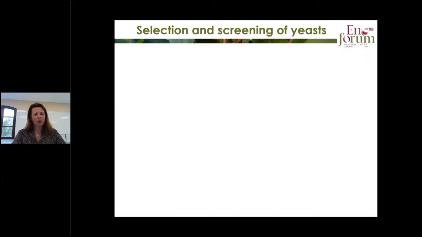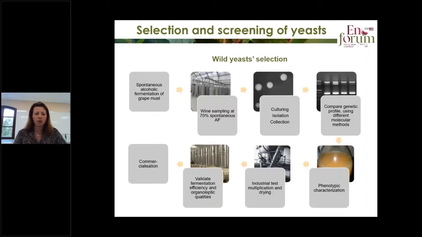Okay, I want to present you today the different steps of wild yeast selection. The traditional way to develop new wine yeast is to select wild yeast from must or wine. To select Saccharomyces cerevisiae yeast, samples are taken around 70% of spontaneous fermentation. If you want to select non-Saccharomyces yeast, you have to take samples earlier, in must or at the beginning of the fermentation.